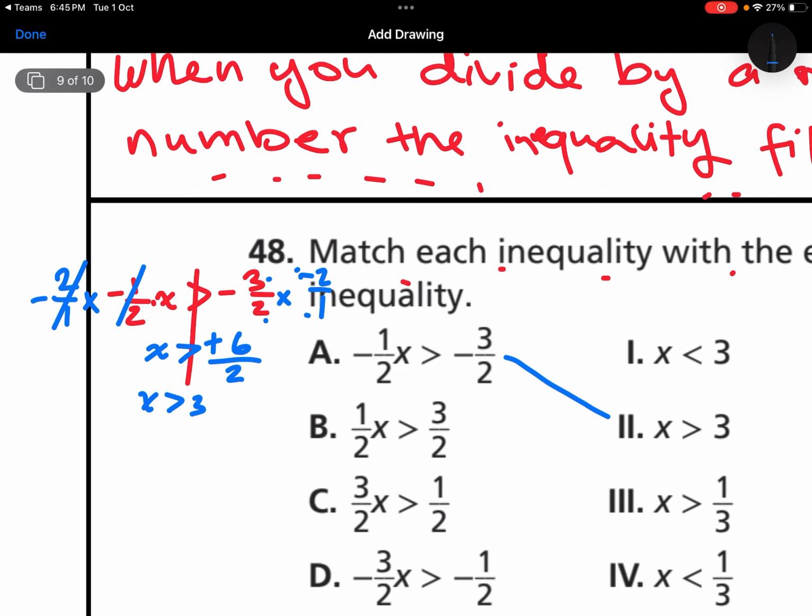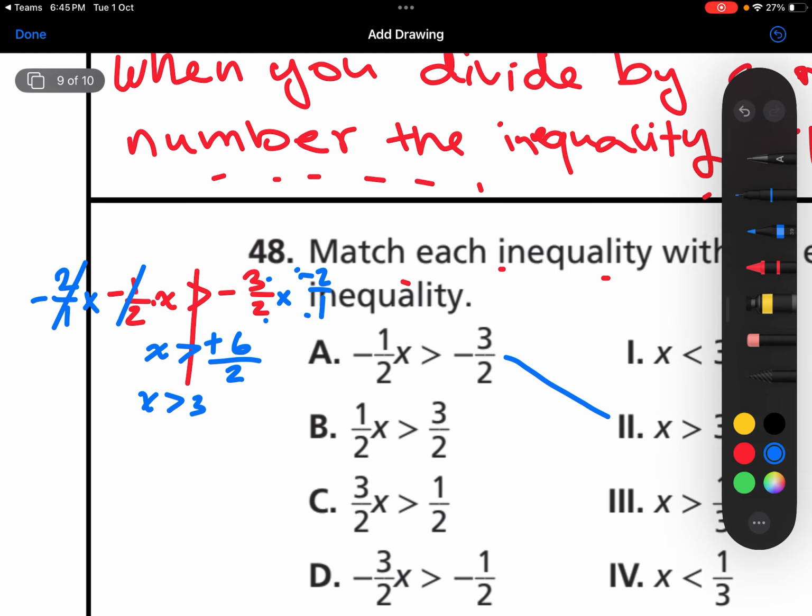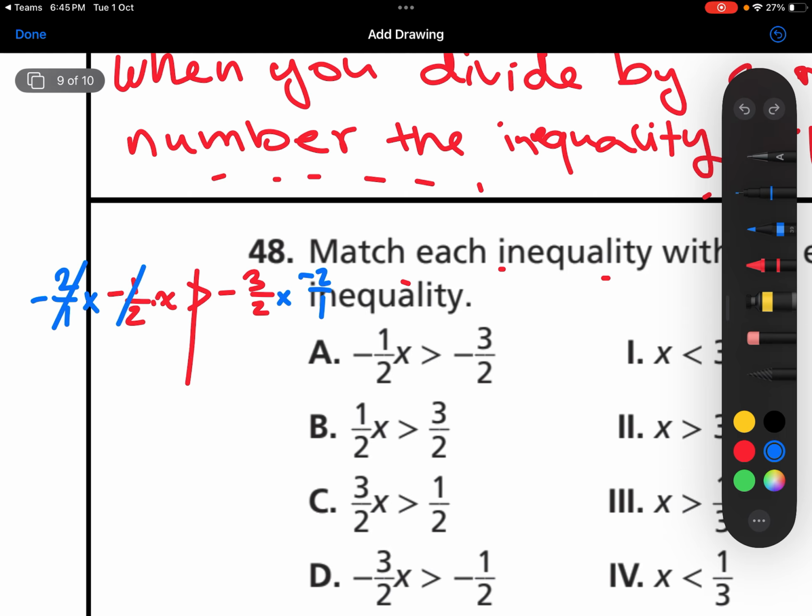Oh, there's a mistake I made. So basically what happened is I multiplied by a negative number. Can you see? This means my inequality will flip. X should be less than 6 over 2, which is x less than 3. So this one should be this. Yeah, let's do the next one.